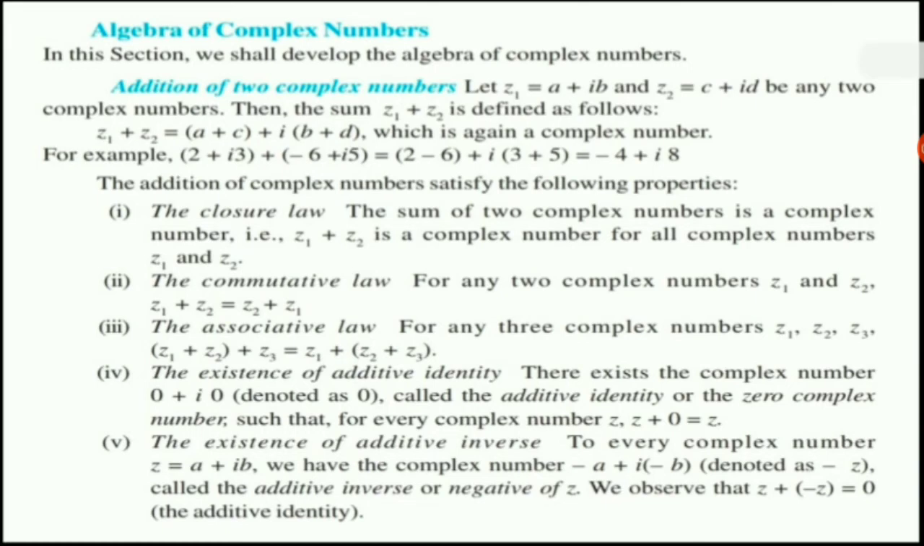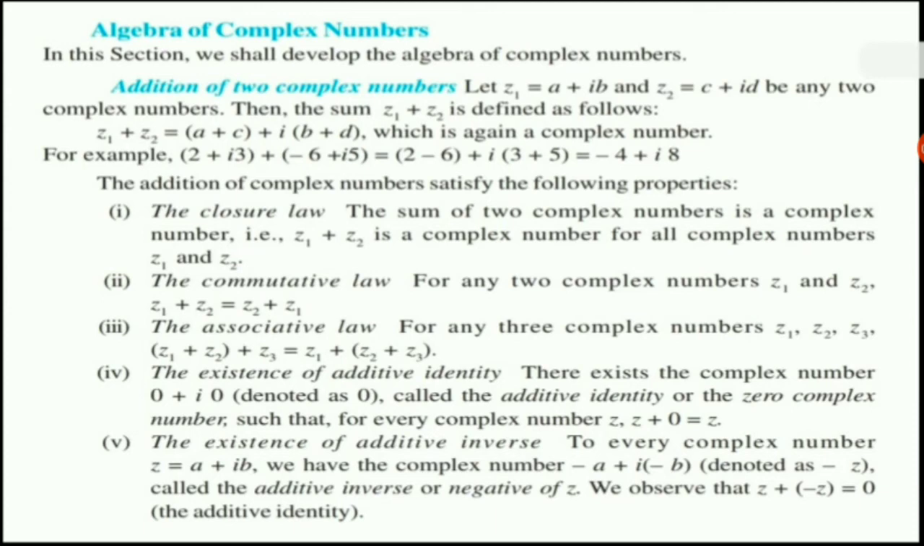Clear? So for every complex number z equal to a plus ib, we have the complex number minus a plus i into minus b, denoted as minus z, called the additive inverse or negative of z. Okay, so we observe that z plus minus z equals 0. Clear? So minus z is the additive inverse of z.